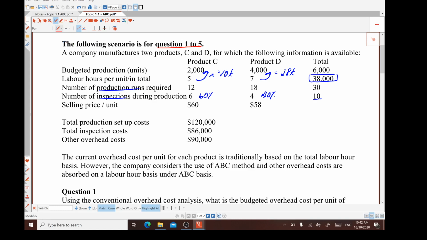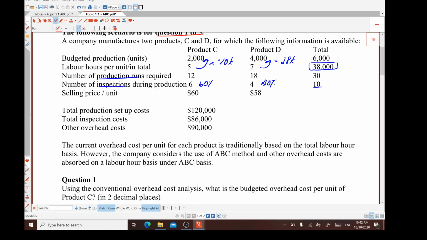So it's good for me now to show the cost later on, but for now, let's have a look at the cost pool. Now we have the total production setup cost, and the setup cost currently it's 120, inspection cost and other overhead costs. So we're pretty sure that these are all the cost pool. Can you see that? Right? These are all the cost pool.